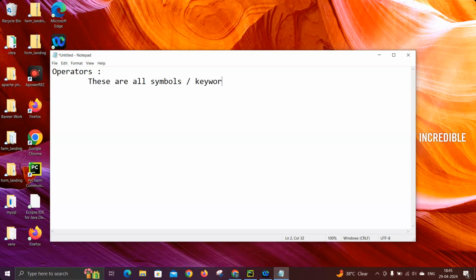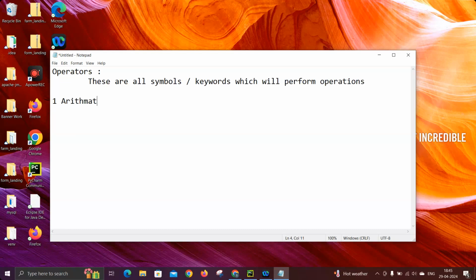So such kinds of operations, if you want to perform, generally we use some list of keywords or symbols in our regular operations, which will perform some operation. It may be anything based on your requirement. Now, based on the behavior of the symbol or keyword, they are categorized into different operators.